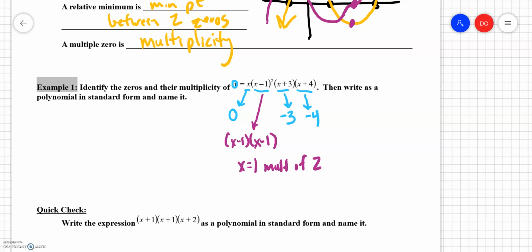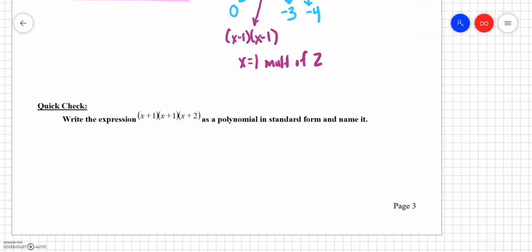And I'm not going to take the time to do this last part, but we can talk about it: then write a polynomial in standard form. That just simply means that we would have to multiply all of these together. We'd have to multiply 2 of the binomials together, take that answer, distribute it to the next binomial, take that answer, distribute it to the next binomial, which I don't want to take up that amount of your time. But we are going to do this on the quick check.